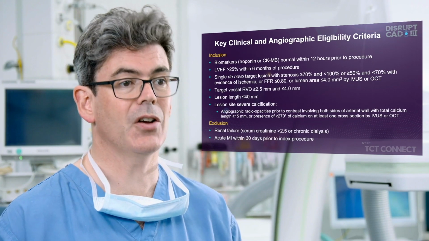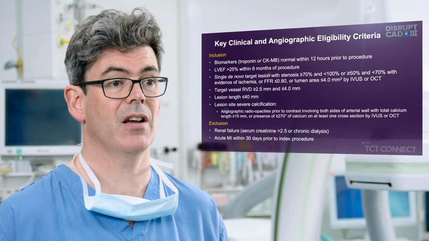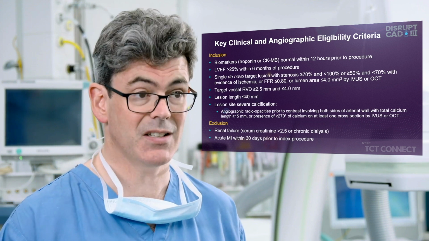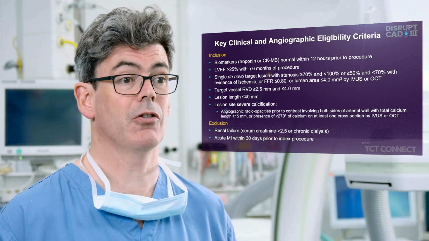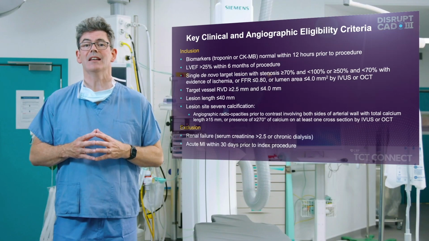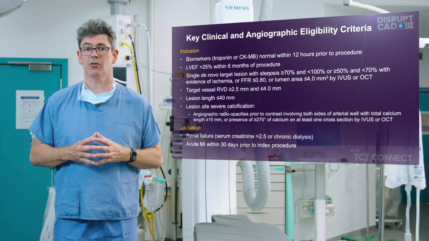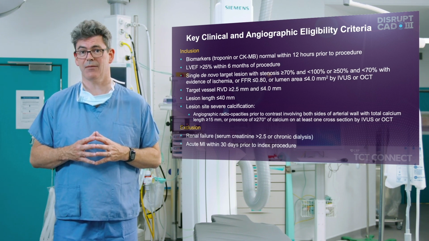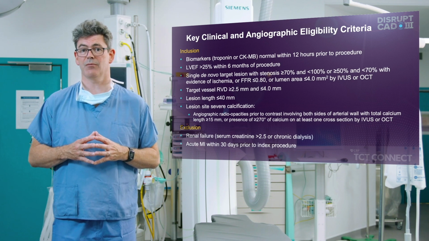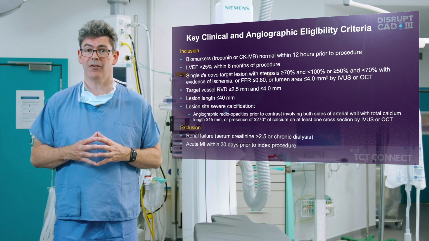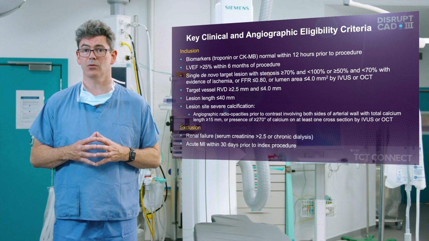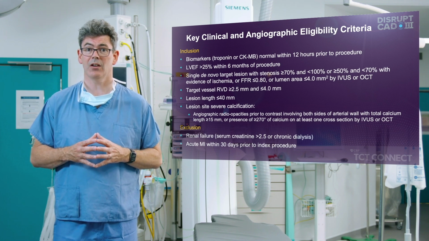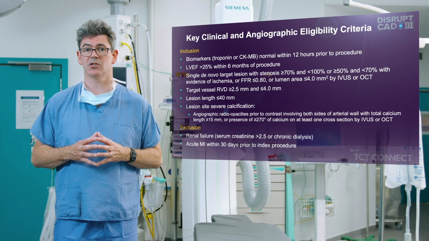These are the key clinical and angiographic eligibility criteria. They include being biomarker negative, having an ejection fraction greater than 25%, single de novo lesions with a stenosis greater than 70% but less than 100% were included. If the stenosis was at least 50% but less than 70%, there had to be objective evidence of myocardial ischemia or an FFR measurement of less than or equal to 0.8 or a lumen area of less than or equal to 4 millimeters squared by intravascular imaging.